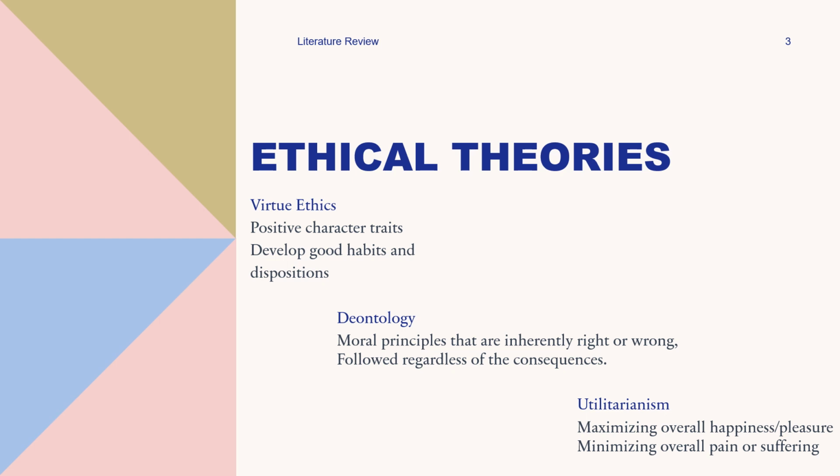Utilitarianism is an ethical theory that emphasizes the importance of maximizing overall happiness while minimizing overall pain. Utilitarianism focuses on the outcomes or consequences of actions rather than the moral character of individuals or adherence to rules. In essence, utilitarianism asks the question, what action will produce the greatest overall happiness?